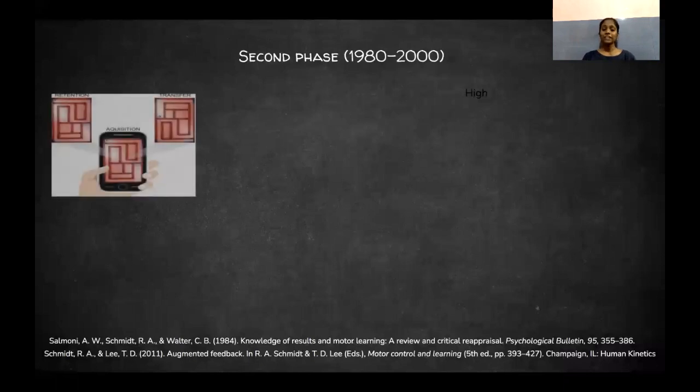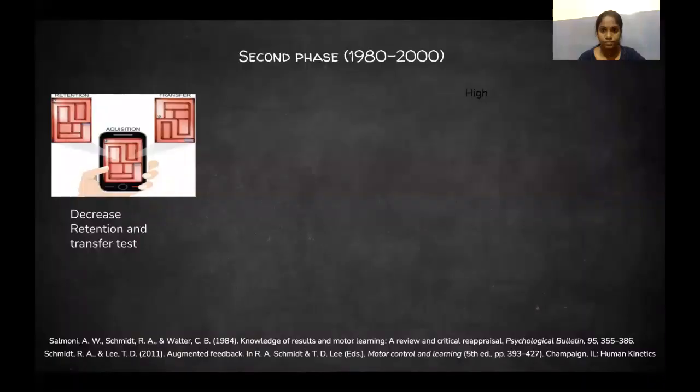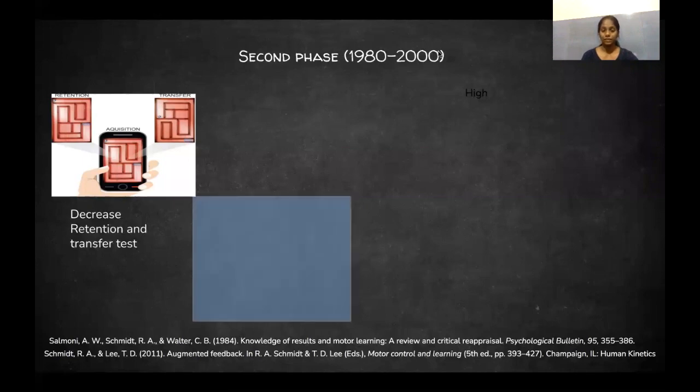So in 1984, Salmoni and Schmidt told that frequent and immediate feedback has a short-lived result, and there is a decrease of retention and transfer test performance. Salmoni also gave the guidance hypothesis, which says that feedback has a role in correctness of the movement.